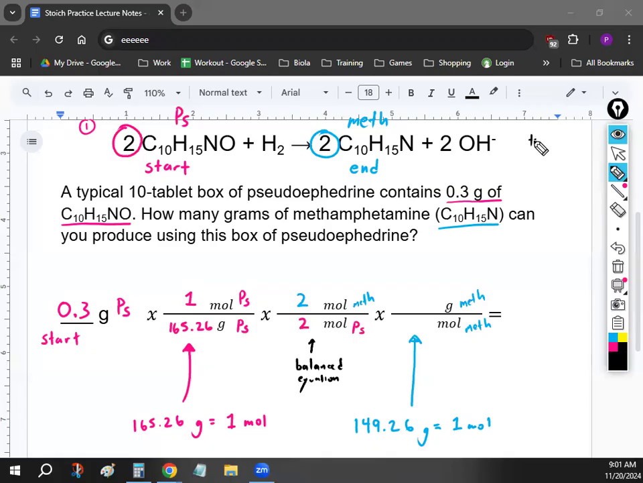And if you guys remember, all the numbers on the top, you're going to multiply. All the numbers on the bottom, you're going to divide. Take about 30 seconds to do that.